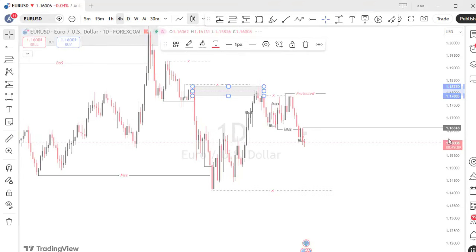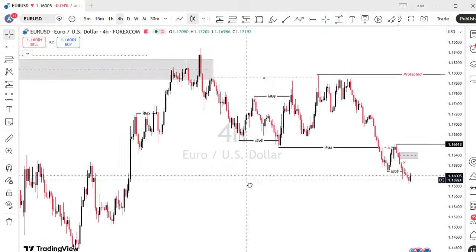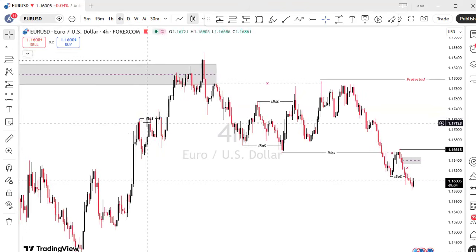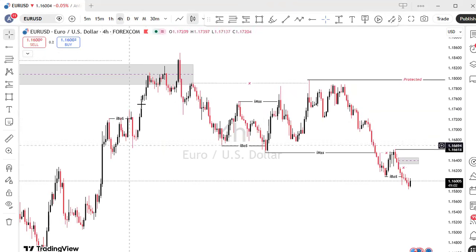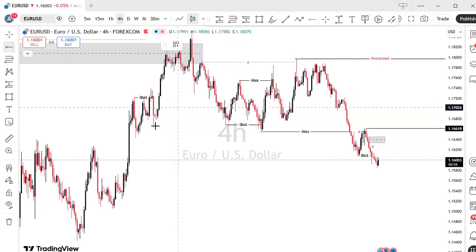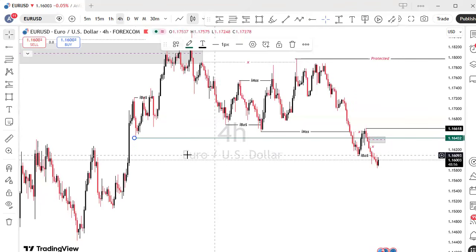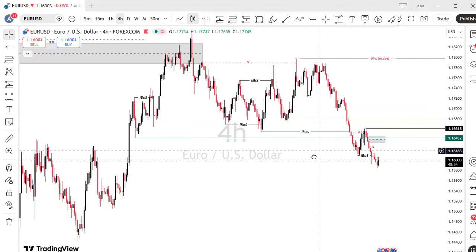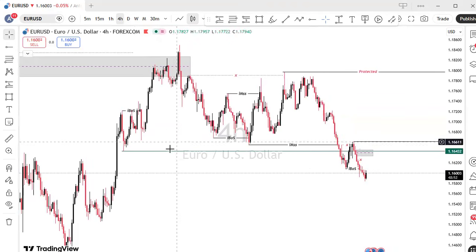If I go to the 4 hour time frame, what do you see? You can see from the 4 hour time frame, this was the last break of structure to the upside. I remember showing you that. And now you can see the market has already broken this low. So we have this break of this low to the downside, giving us a change of character.